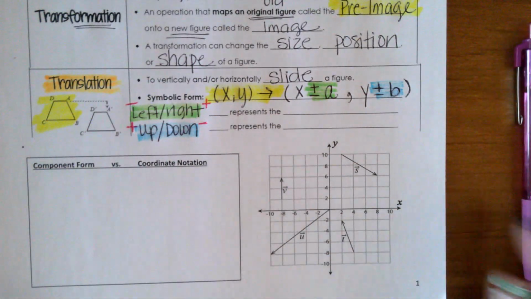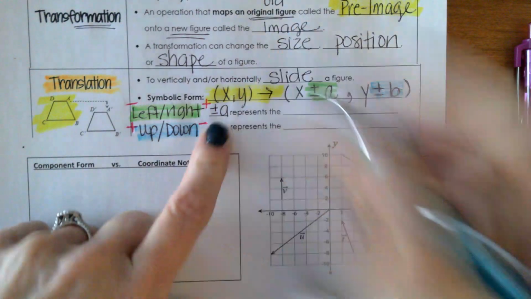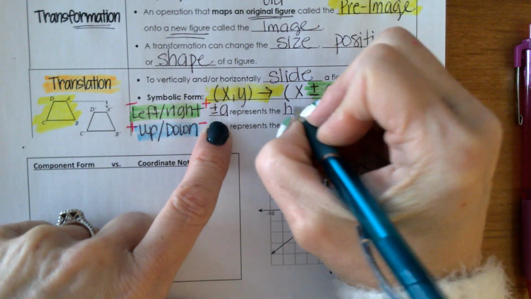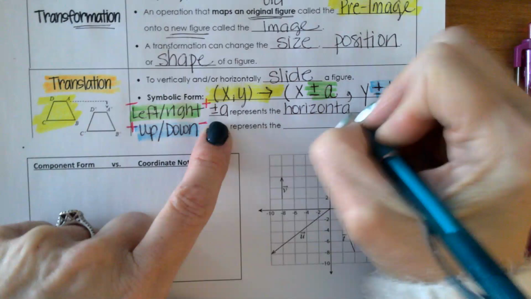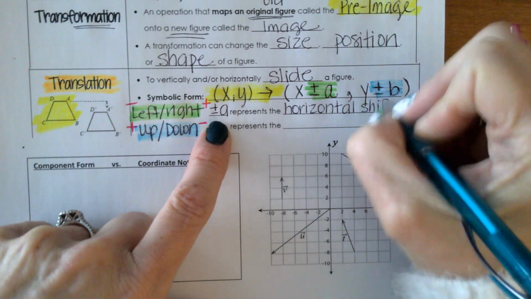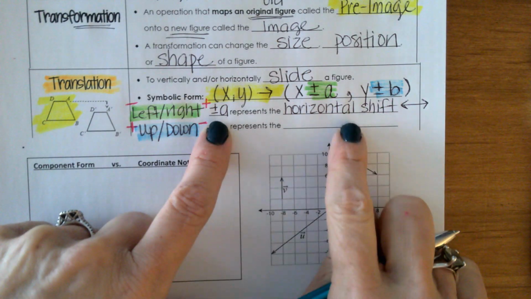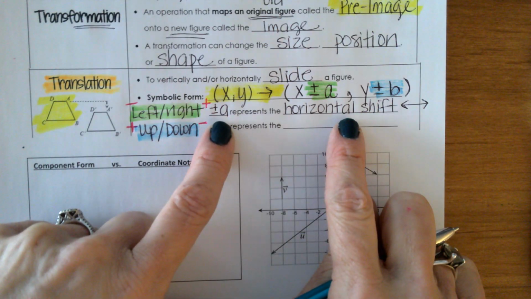Left, right, up, and down. So plus or minus A is the left and right, which we call a horizontal shift. That means you're going left or right, but we will call it a horizontal shift. Kind of like when you sit down on the couch and then you shift to the left or the right. You're shifting on the couch.